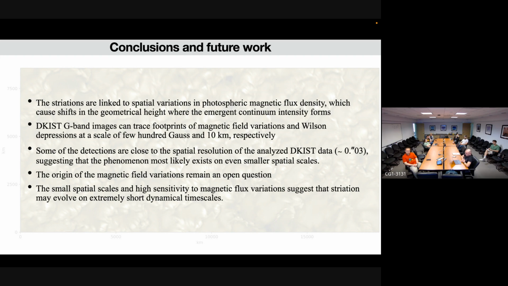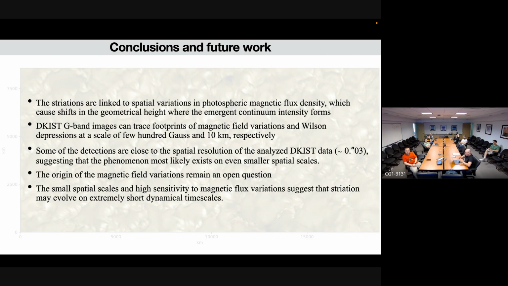So with this work, I think we can confidently say that all those small-scale striations are also a proxy to some magnetic field variations and Wilson depressions of up to 10-kilometer scale. Well, the origin of the magnetic field variation still needs to be investigated.